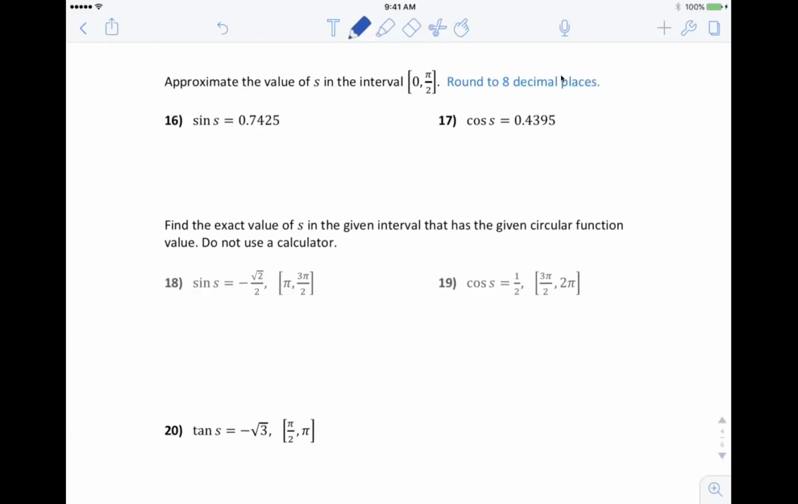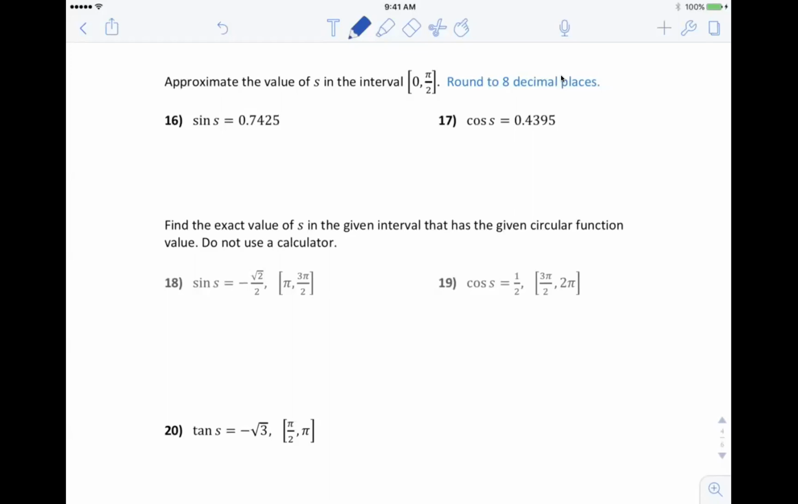Hey everyone, let's tackle page 4 of the 6.2 notes, which are the problems in reverse. So you're given the ratio and you have to find the angle. So these are where, if you're going to use your calculator, use the inverse button, right?